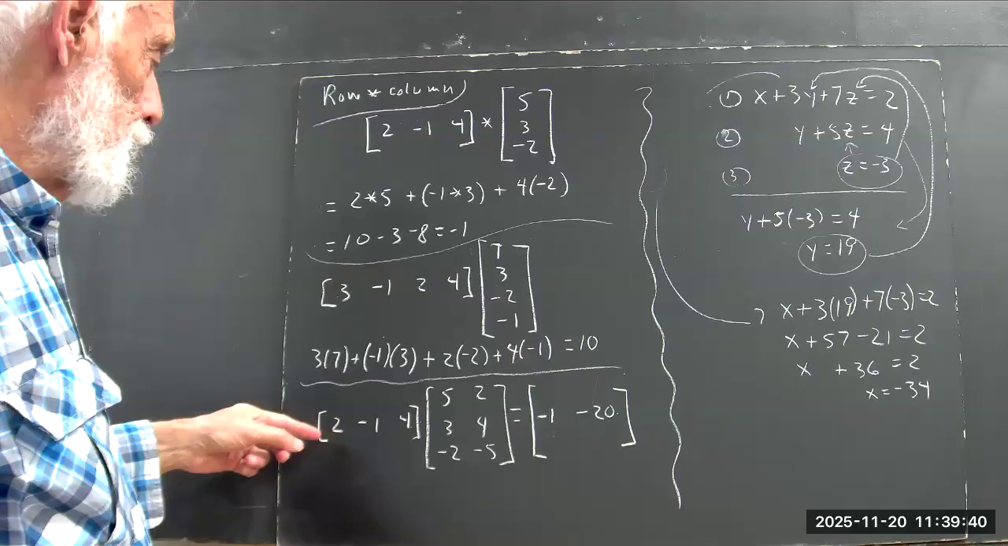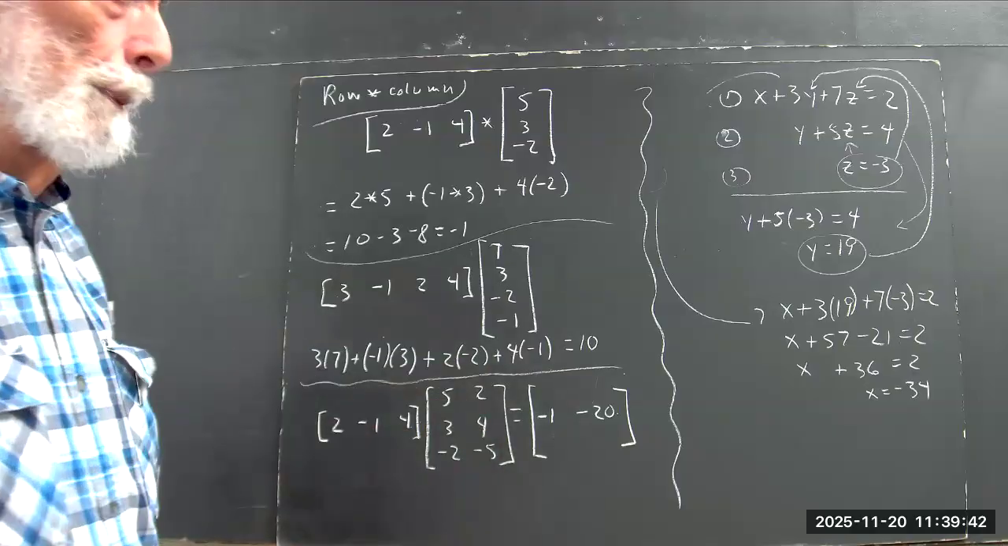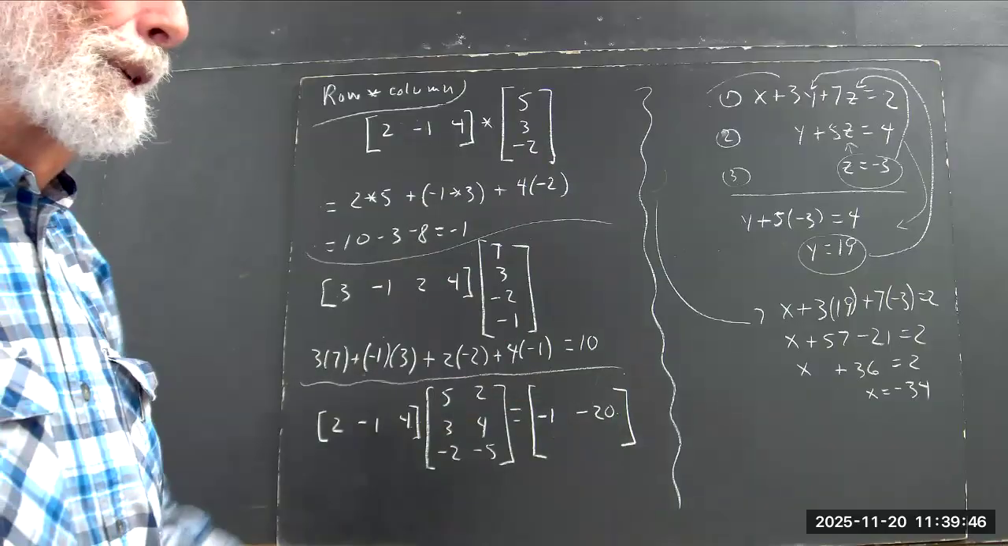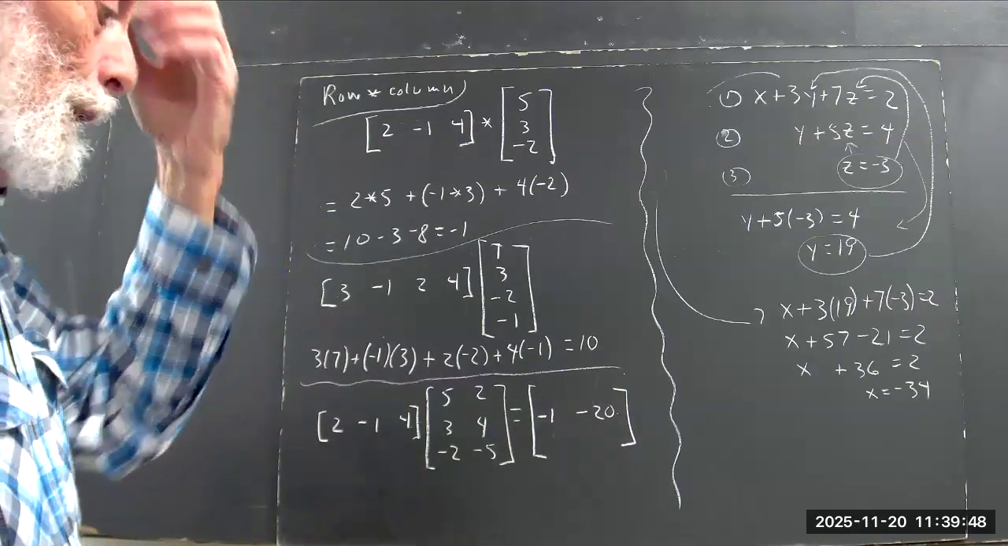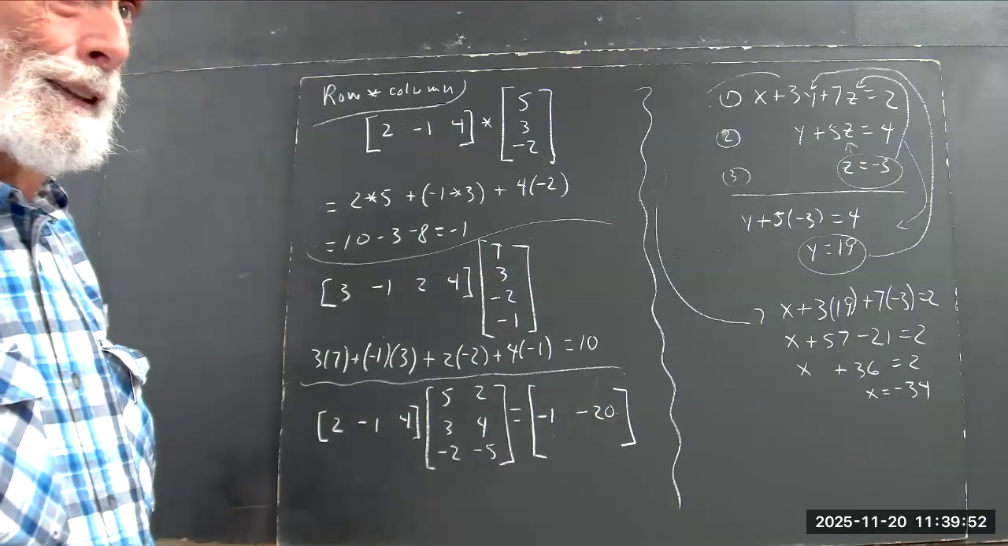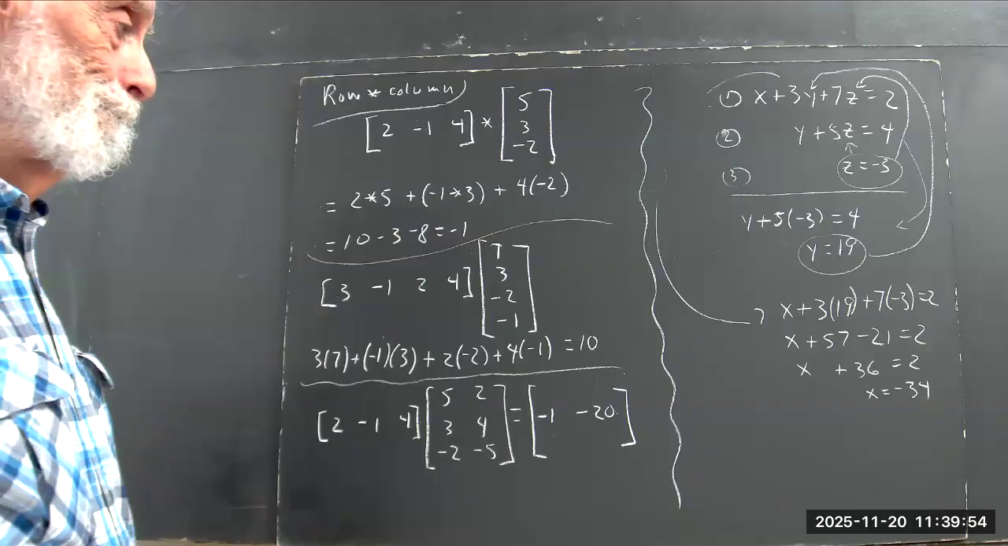Now figure out what the second row times the second column is. If I did it right in my head, it should come out -20, but you know, it came out of my head, so it's subject to closer analysis.